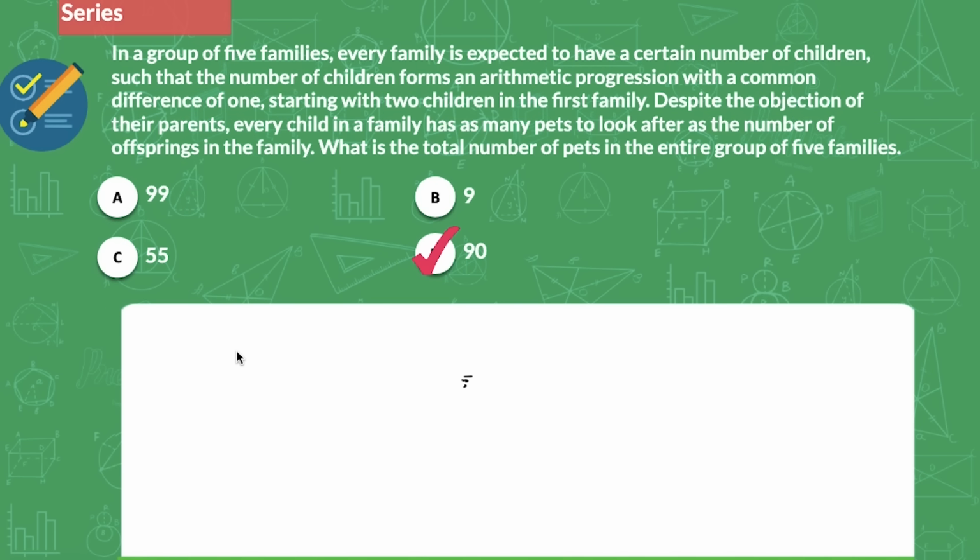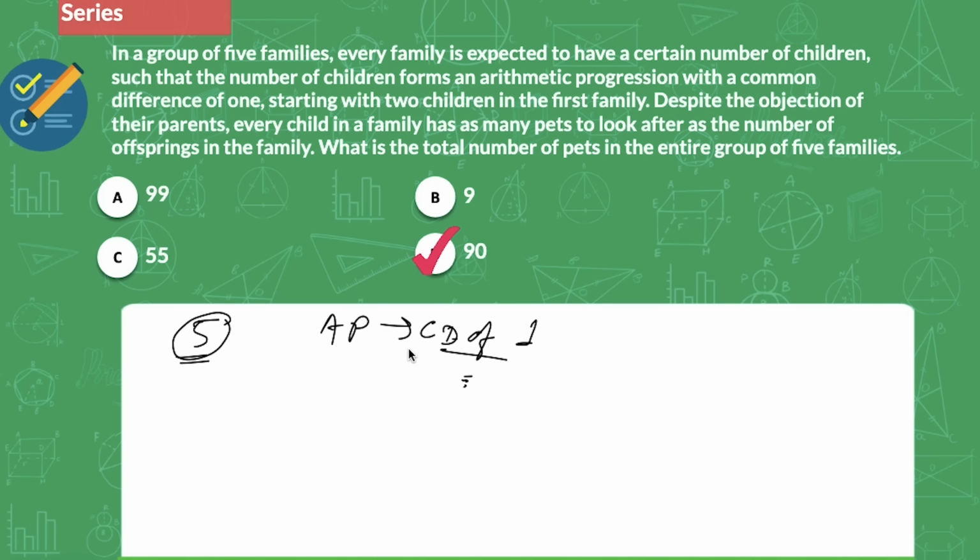All right, guys. So it says there are five families. See, for such long questions, it's always advisable to note down each and every pointer the question says. Because if you don't do that, once you end up reading the entire question, you have nothing in your head and everything is gone. So I always note such things down, all the information provided in each and every statement. So it says it is expected to have a certain number of children, such that the number of children forms an arithmetic progression with a common difference of 1. AP with a common difference of 1.